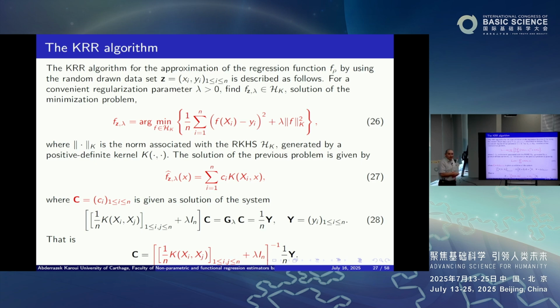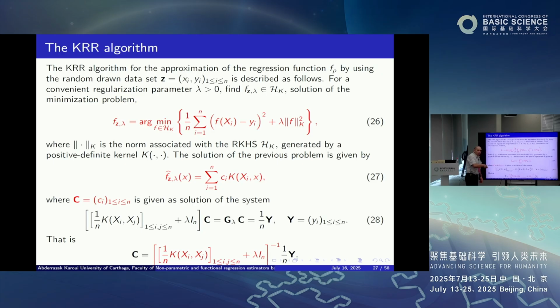Now let's look at the kernel ridge regression estimators. Who is familiar with this estimator? It's just the solution of this minimization problem over a reproducing kernel Hilbert space, and the solution is given as a linear combination of this kernel. By the ordinary least squares procedure, this is how one gets the coefficients.